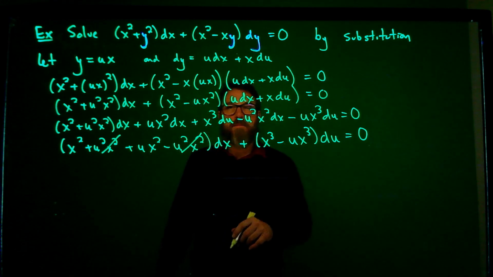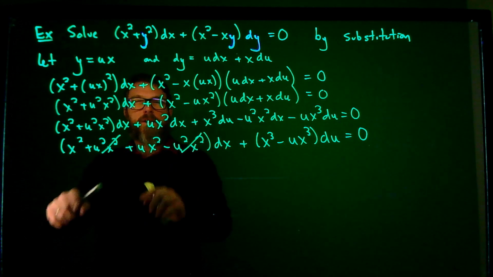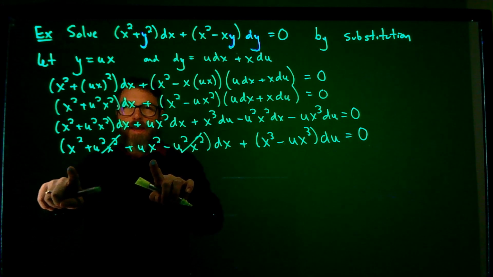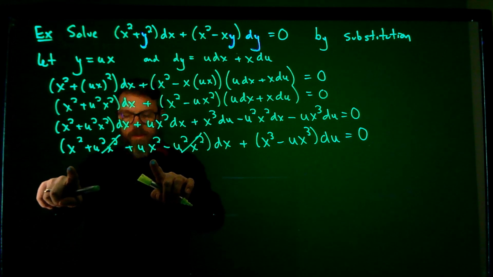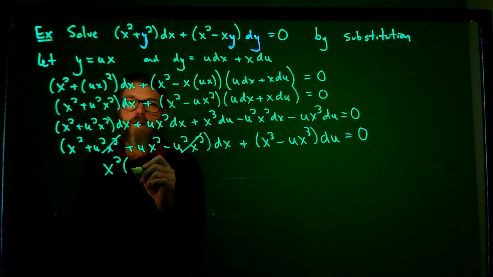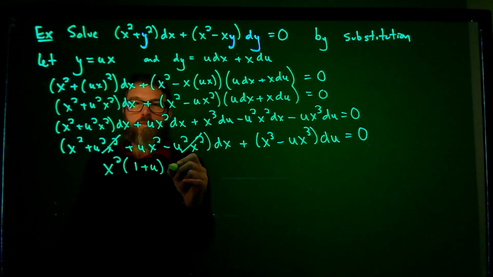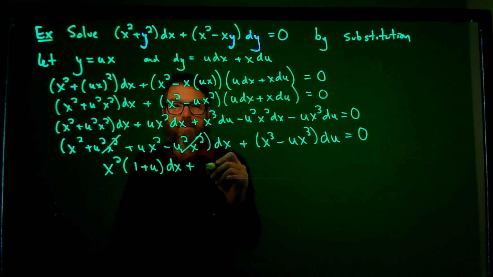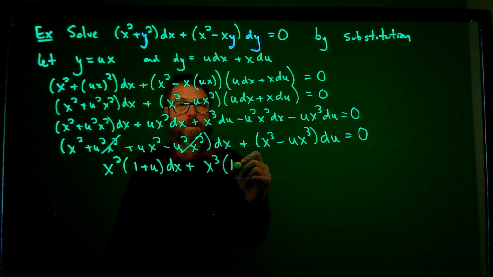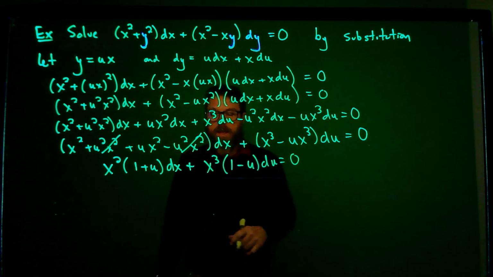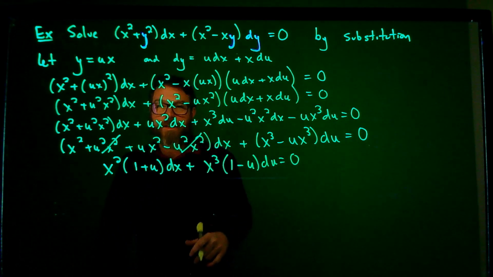And now I actually can isolate these things. So now this is going to be equal to, I can factor out an x squared, and I'm left with u plus 1. So x squared times 1 plus u dx plus, similarly, I can factor out an x cubed out of here. So this is going to be x cubed times 1 minus u du is equal to 0. And now we're starting to see that this indeed is going to be separable.